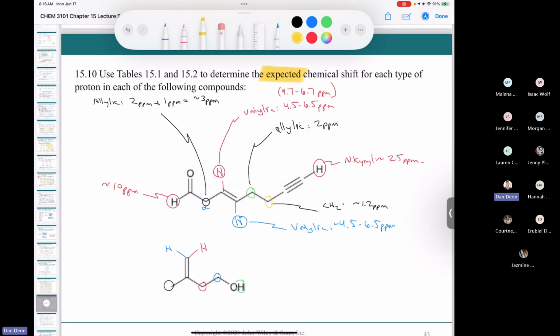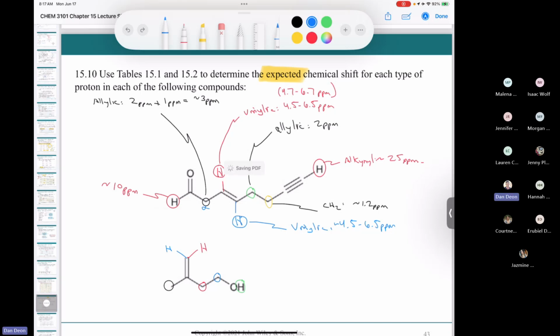Again, for this one here, whether you put 4.5 to 6.5 or 4.7 to 6.7, the numbers are so close that I wouldn't stress about one or the other. They're both totally acceptable. These are just approximations. All right, let's take a look at the one on the bottom.